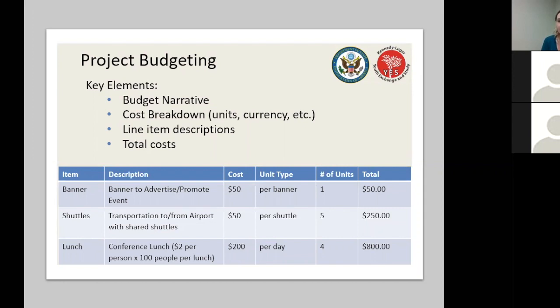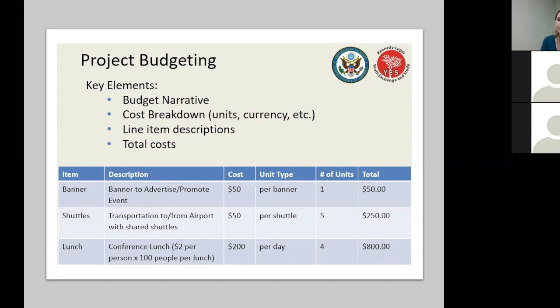For example, you've got the item, a banner here to advertise your event. You wouldn't just put in the description advertising, $50. We need to know exactly what you're planning to buy. In this case, it's a banner.